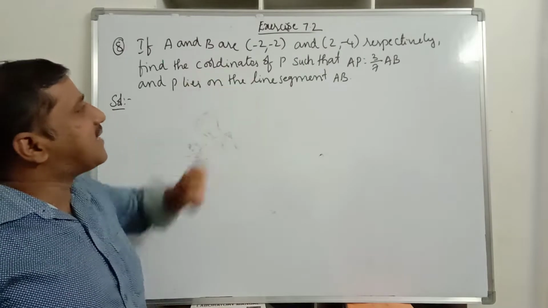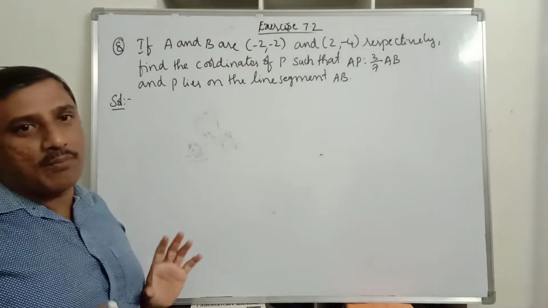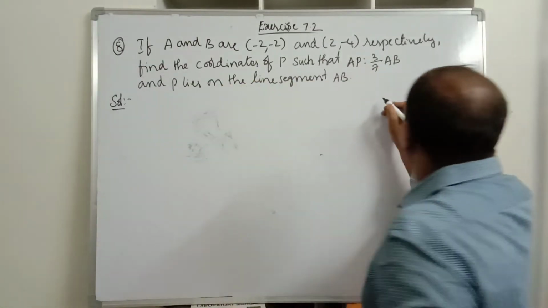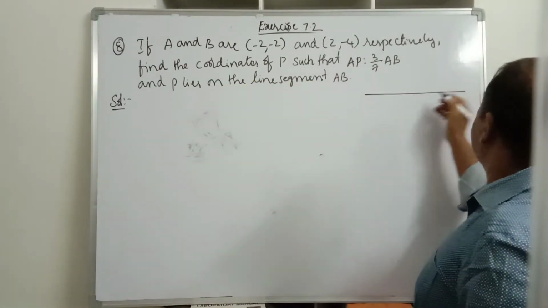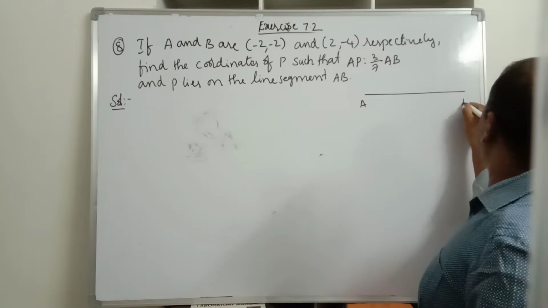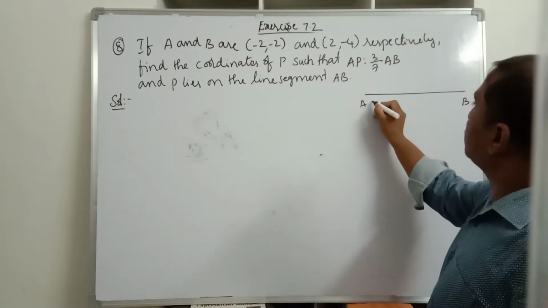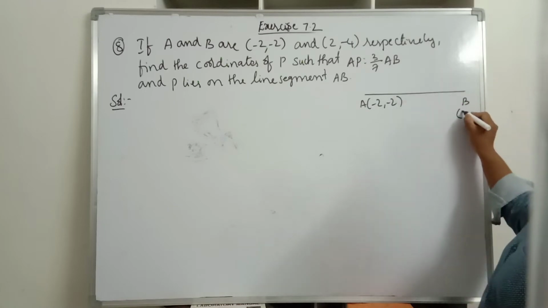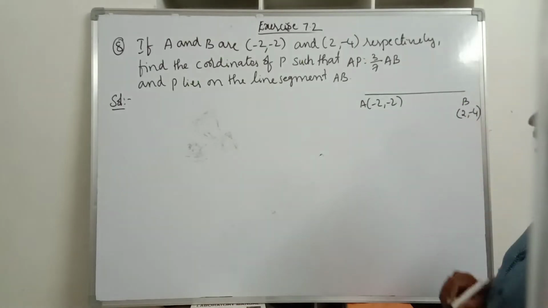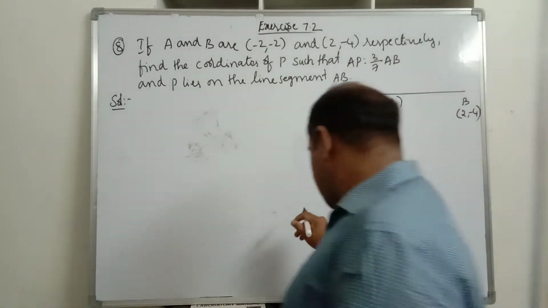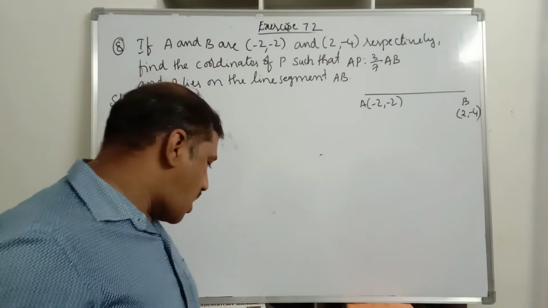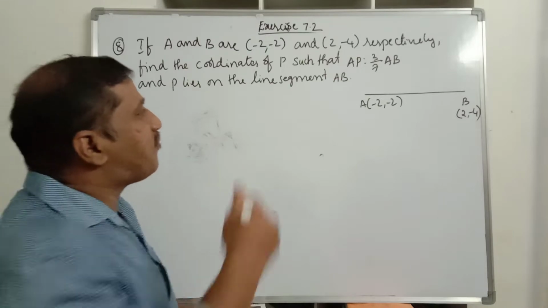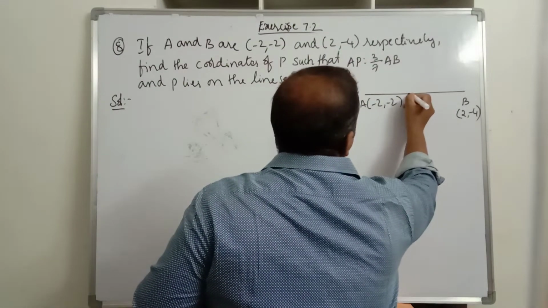So here P is dividing the line segment. So P is known as the point of division. So let us draw the line segment AB, where A is (-2, -2) and B is (2, -4) are the two points, and P is a point on AB. Let this be point P.